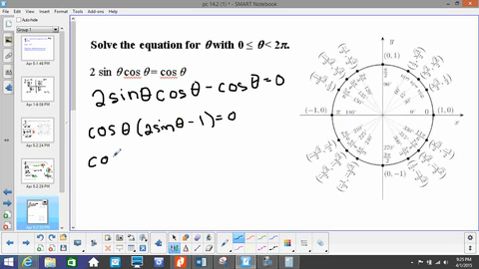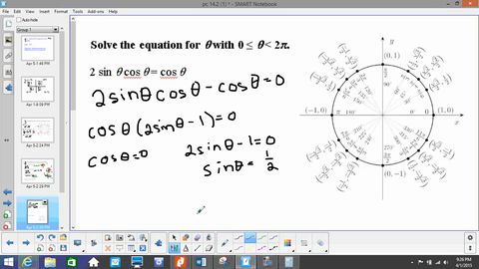So cosine theta equals 0 and 2 sine theta minus 1 equals 0. Well, that one's pretty much already solved for. Here, I'm going to add 1, divide by 2, and I get sine theta equals 1/2. All right, let's find our answers. I'm going to write the answers in red because that sounds like it would be fun.